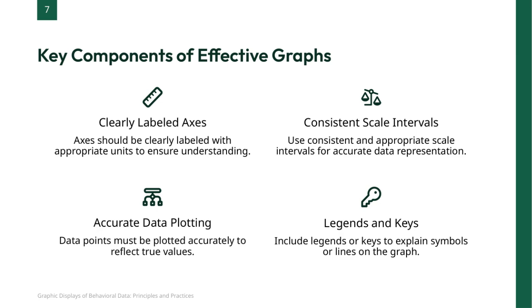Third, accurate data plotting is a must. Every point should be positioned correctly to reflect the true values, ensuring the graph is reliable. Finally, including legends or keys is important to explain any symbols, colors, or lines used on the graph. This helps the audience quickly grasp the meaning behind different elements. Together, these components make graphs both clear and effective.